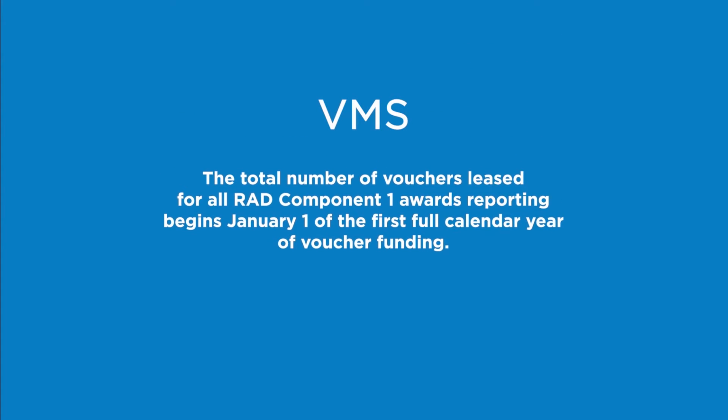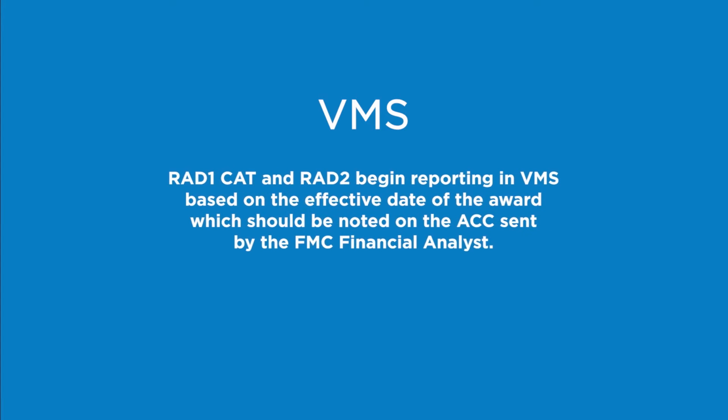The total number of vouchers leased for all RAD Component 1 awards reporting begins January 1 of the first full calendar year of voucher funding. RAD 1 CAT and RAD 2 begin reporting in VMS based on the effective date of the award, which should be noted on the ACC sent by the FMC, Financial Analyst, or FA for short.